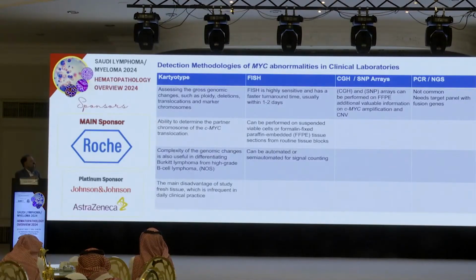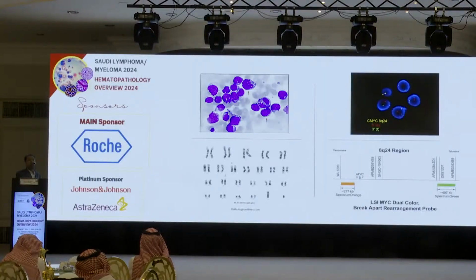PCR and NGS, and there are some sequencing approaches like FusionPlex and other targeted panels, can assess for these alterations. Again, PCR is very hard because there are many breakpoints in the C-MYC region, so it's not going to be easy to develop an assay for that. But some labs or centers may do it just for confirmation of the FISH.